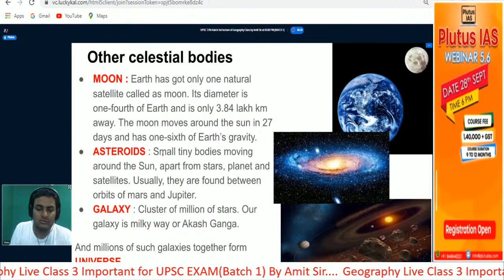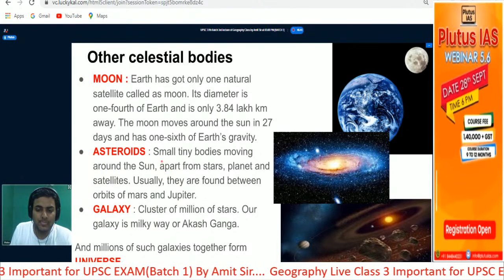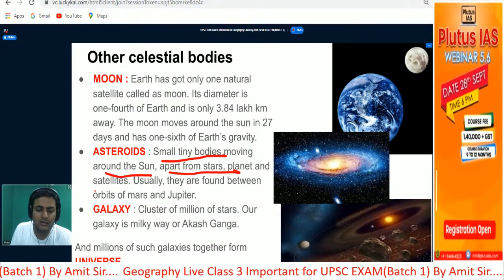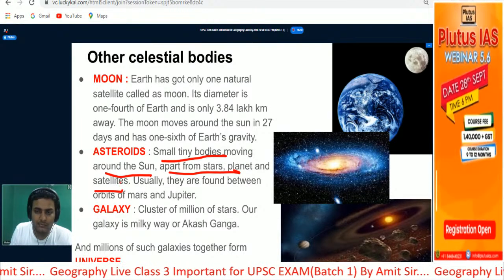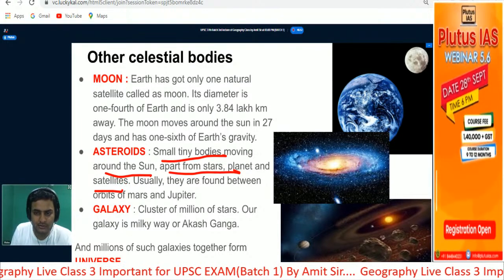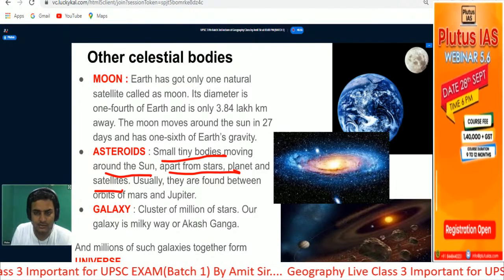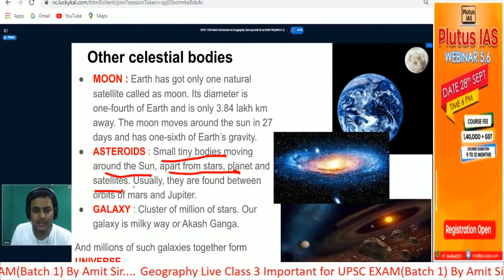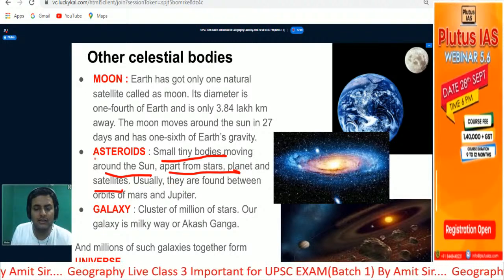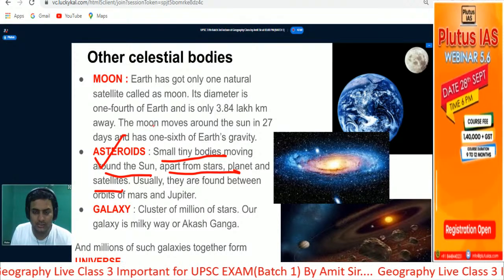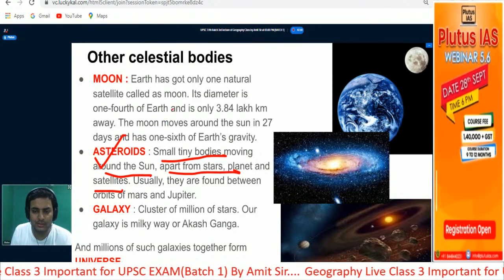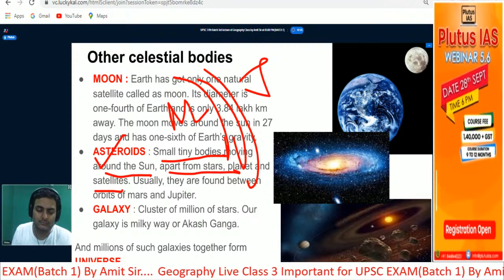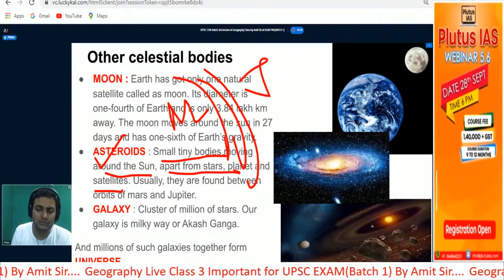Then asteroids. So if you want, you can write the definition of asteroids. Small, teeny bodies moving around the sun apart from star, planet or satellites. Star, planet और satellites को छोड़कर जो भी छोटी bodies हैं, generally, usually of large size, not very small, kind of medium size. So apart from star, planet and satellite, these bodies, they are called as asteroids. And they are usually found, the concentration is usually located between Mars and Jupiter. Mars और Jupiter के बीच में जो orbits है ना, they are largely occupied by asteroids.